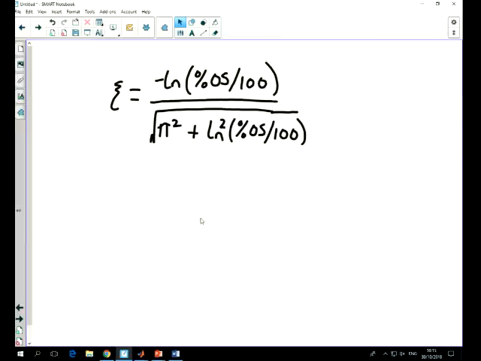Log to the base 2. I think it's base 2. Or is it log to the base 2? I'm not sure anyway. It's the natural log.